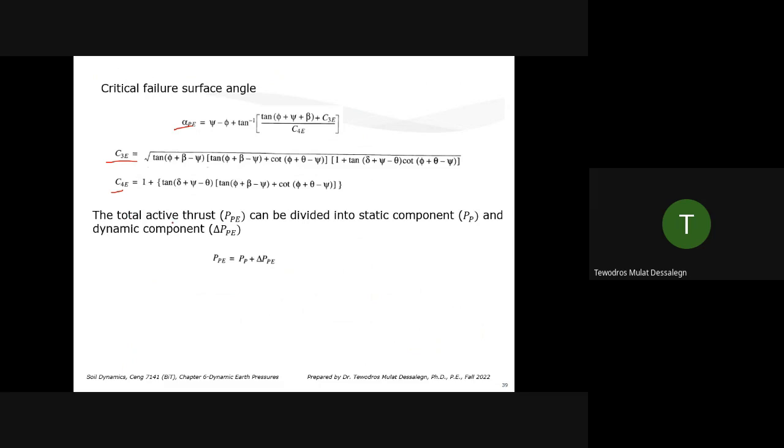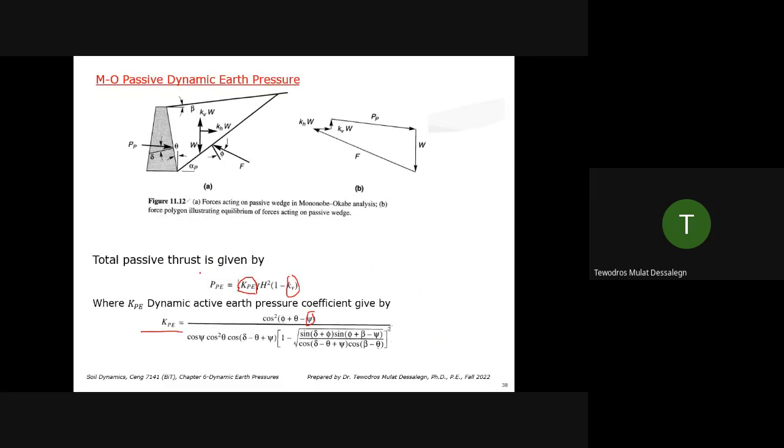So the total active thrust should be the total passive thrust. We are talking, this is wrong. I will modify this. The total passive thrust can be divided into static component and dynamic component. Total passive, static passive, and dynamic passive. This is the change. If you don't have earthquake, then you have only this static case. If you have seismic, now you have some dynamic component. This equation is giving you the total together. It's both static and dynamic combined. So from the total passive thrust, you have to reduce the static part to get the dynamic component.